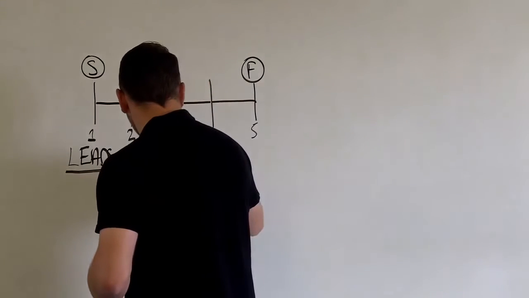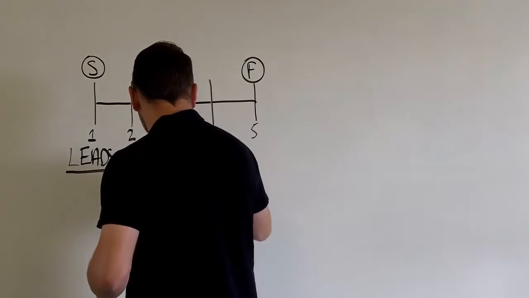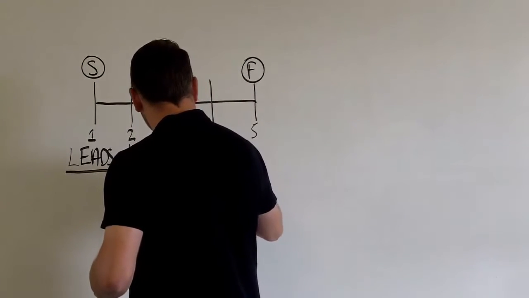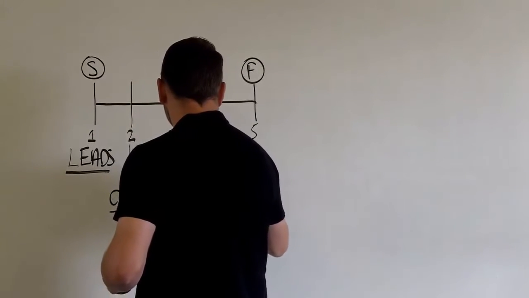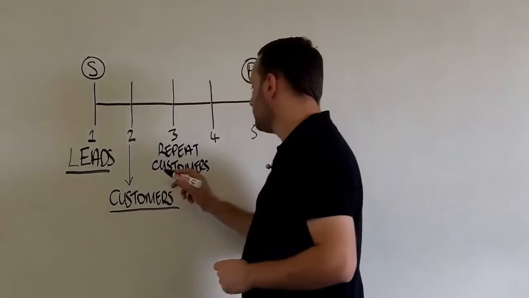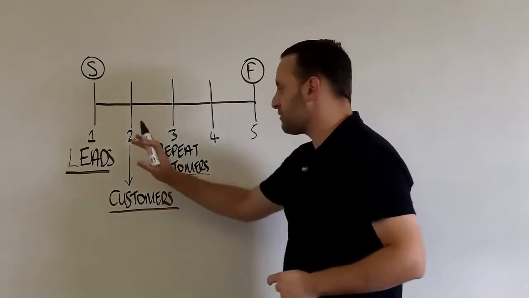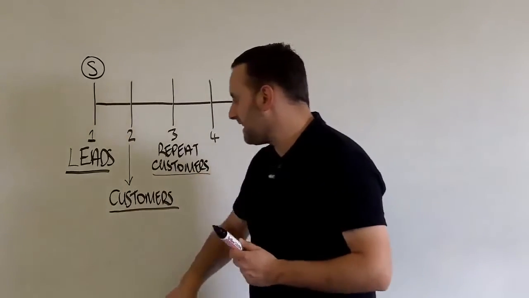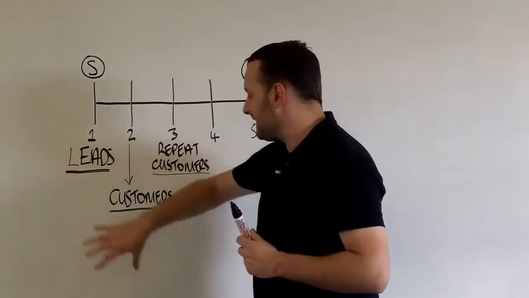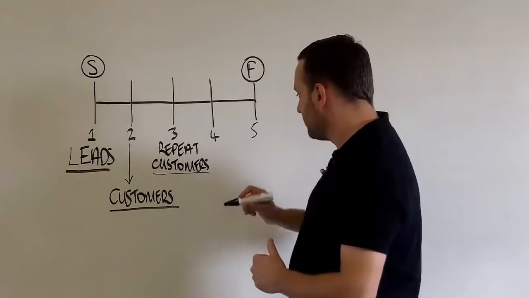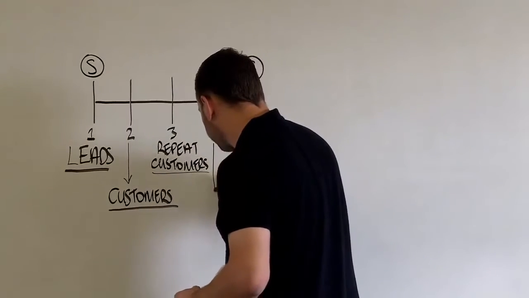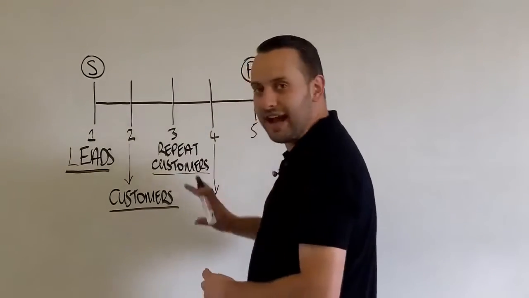Then third, what we actually want here is repeat customers. Okay, so third, we're building repeat customers. So can you see what's happening here? We're getting leads. From our leads, we're getting customers. From our customers, we're getting repeat customers. Then fourth, here's something you're going to love, and I'll teach you how we do this soon.